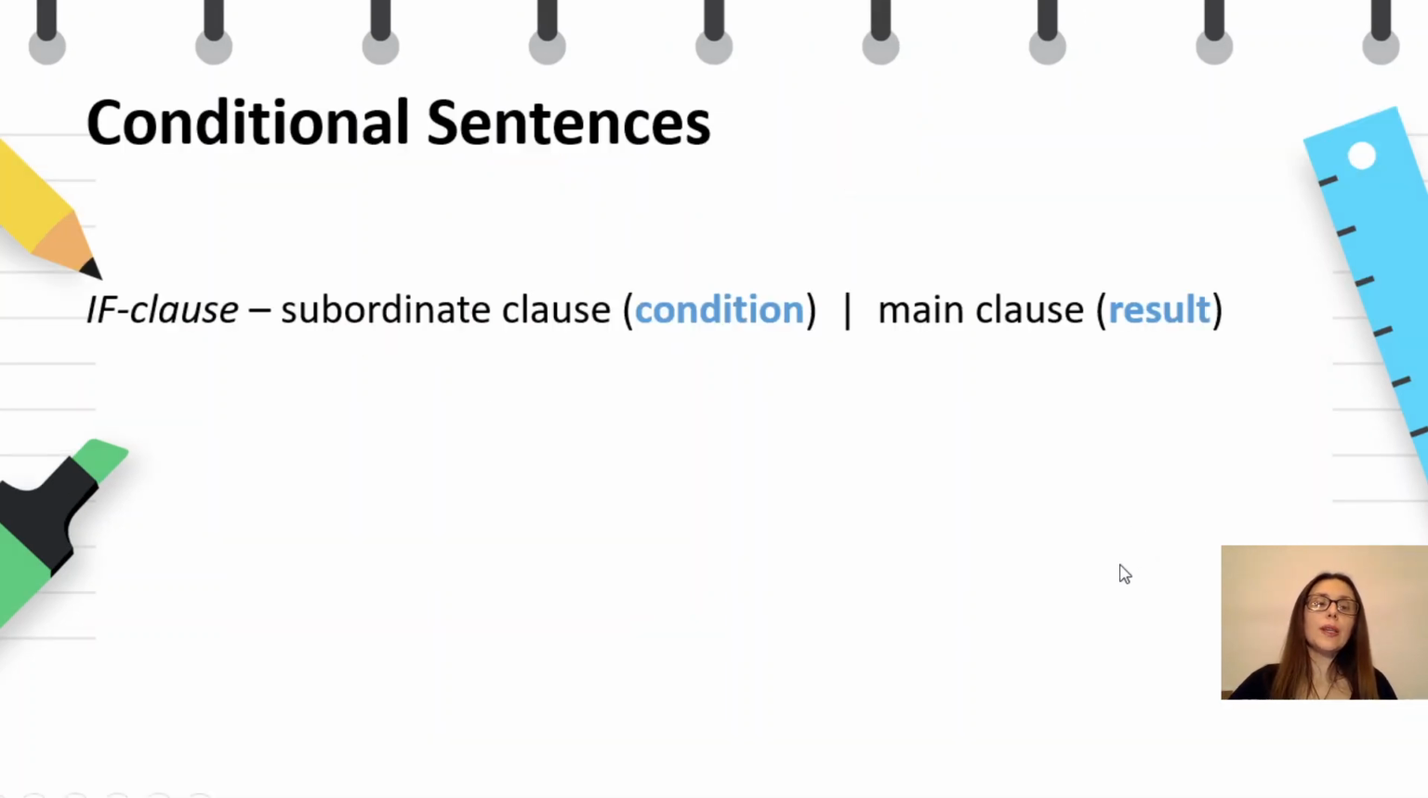For a start, let's remind ourselves of the structure of the conditional sentences. They consist of two clauses, the if clause, which is a subordinate clause and presents the condition, and a main clause, which presents the result of this condition.